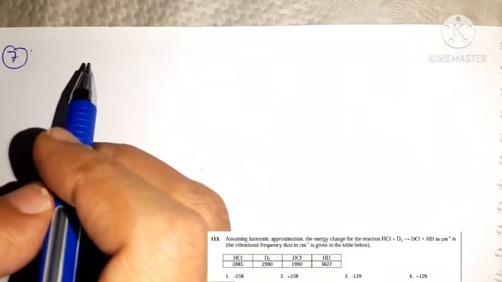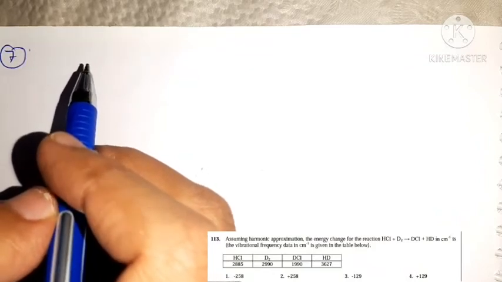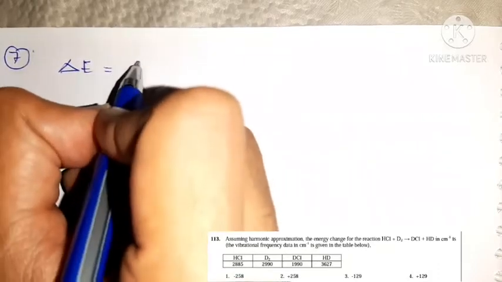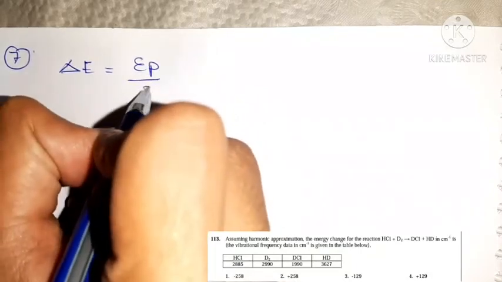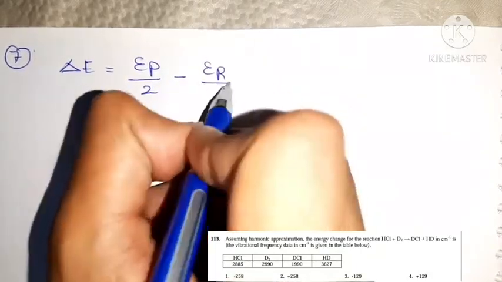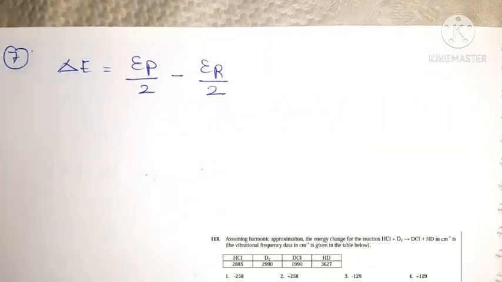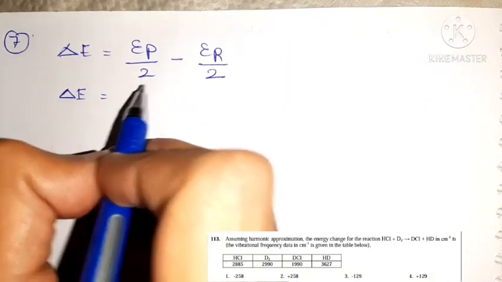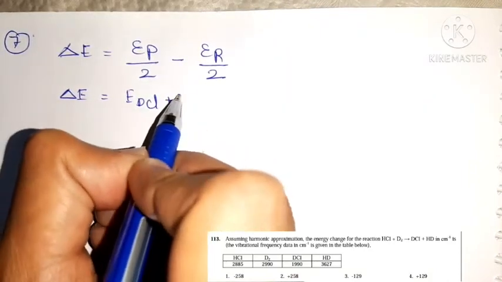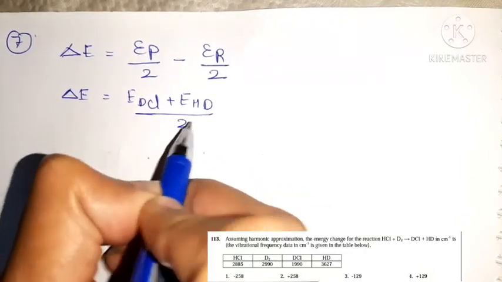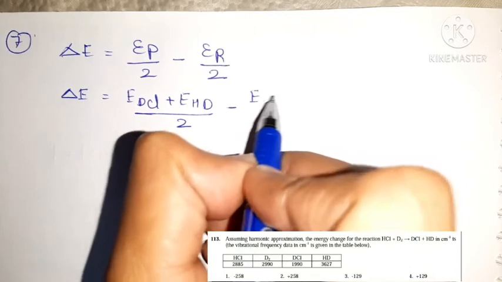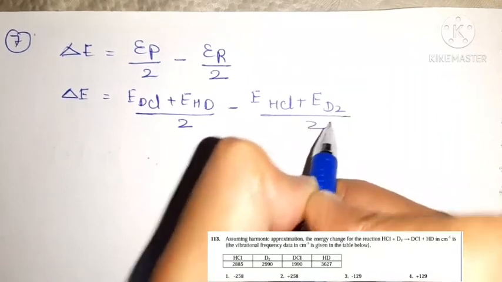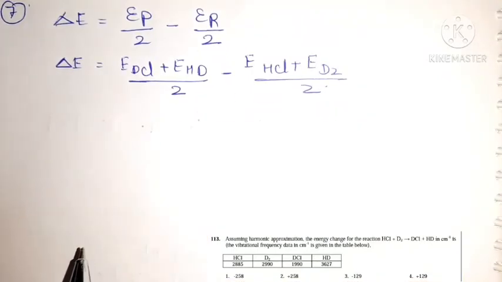Now when we are finding the energy change for any reaction, we have a general formula, that is delta E is equal to the total energy of products divided by 2 minus the total energy of reactants divided by 2. Okay. So delta E is equal to the energy of DCl plus the energy of HD divided by 2 minus the energy of HCl plus the energy of D2 divided by 2. This is the formula for finding the change in energy.